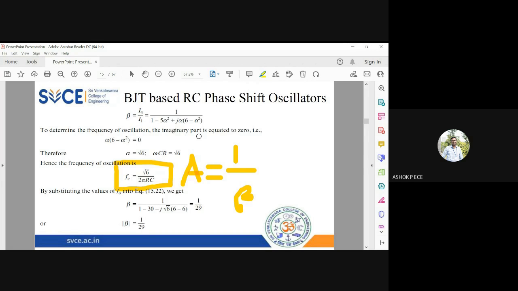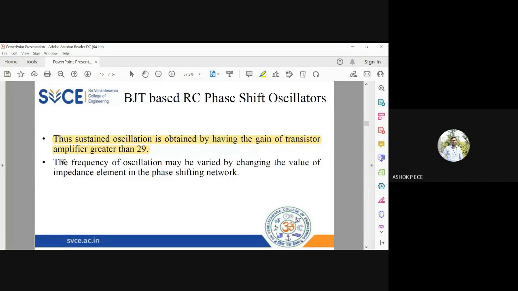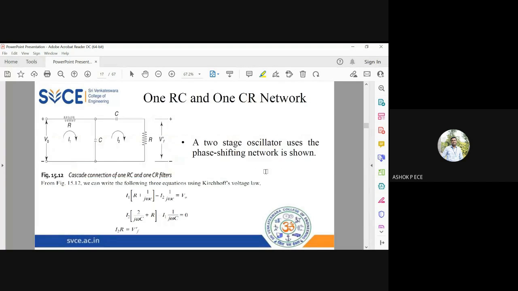So there the minimum gain was 44.5 in the previous case. Here the minimum gain has to be 29. So if you change the value of R and C, the frequency of oscillation is also going to change.